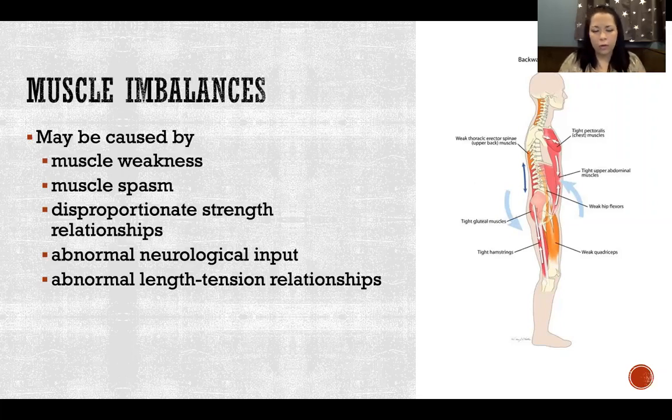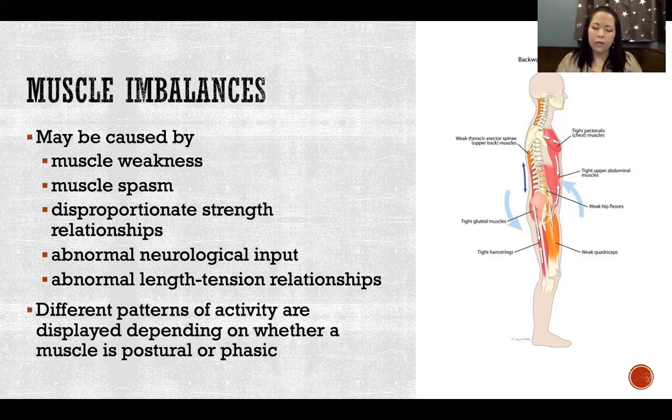There also could be abnormal neurological input. So there could be all sorts of different neurological conditions or conditions of nerves, injuries to nerves. It could really just be a matter of hypertonicity or hypotonicity, so not enough activation or too much. And that we can have a significant effect on with training and massage and electric stim and all sorts of different modalities. And then we could also have abnormal length tension relationships, again, where we have chronically shortened or chronically lengthened muscles that are not able to produce optimal force.